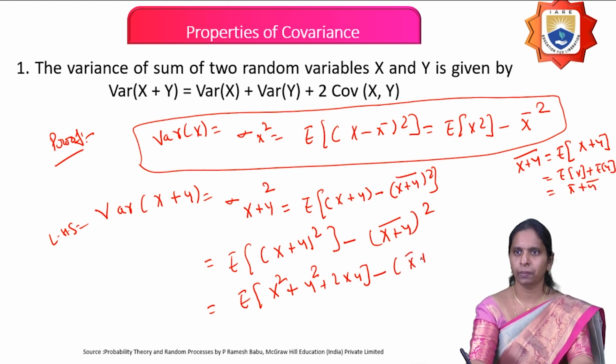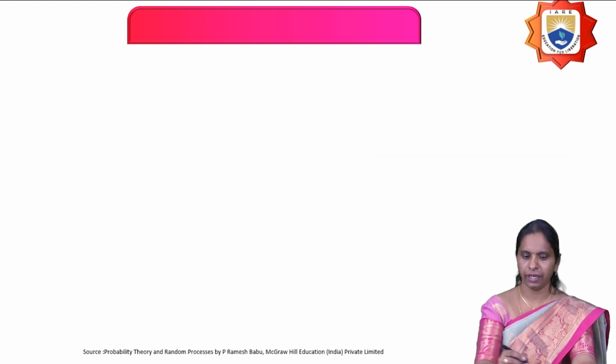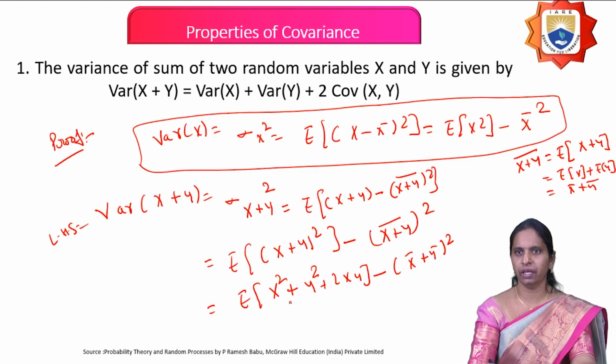(x bar + y bar) whole square. Then you can write it as E of x square plus y square plus 2xy, that is E of x square plus E of y square plus 2 into E of xy. After that, (x bar + y bar) whole square, using the (a + b) whole square formula, is a square plus b square plus 2ab.